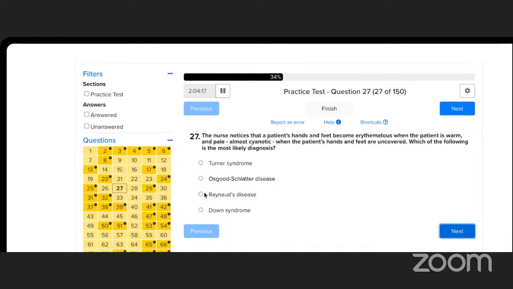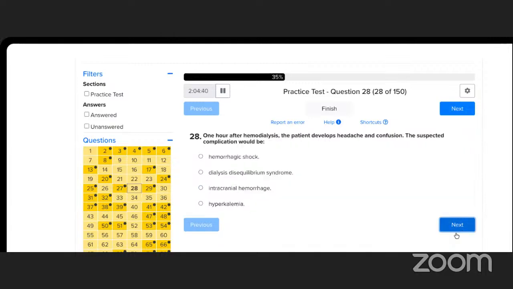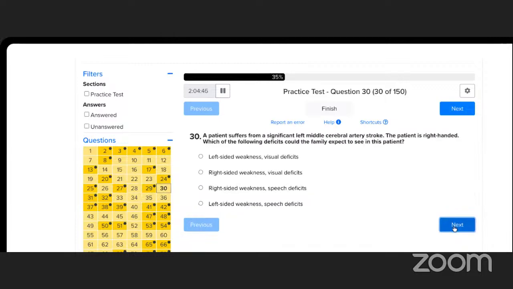So when you're making flashcards, also make a flashcard for things that you might not know, like Turner syndrome. Be familiar with what Turner syndrome is. Be aware of what Osgood-Schlatter disease is. So be aware of what those also are. Okay. And then again, we're gonna go through the rationales. We're gonna go through the answers in a few minutes.